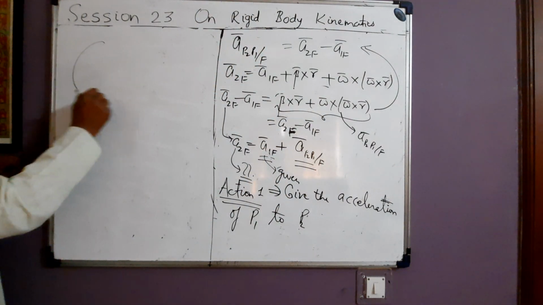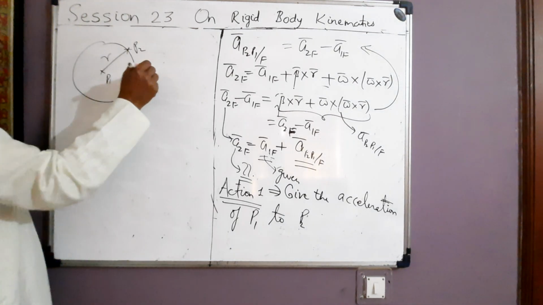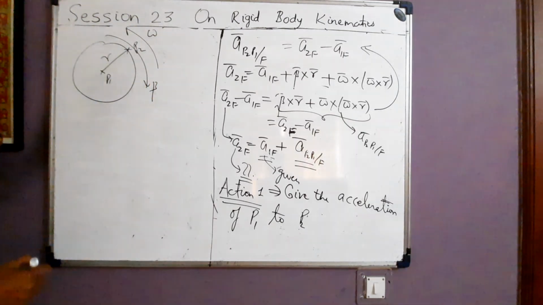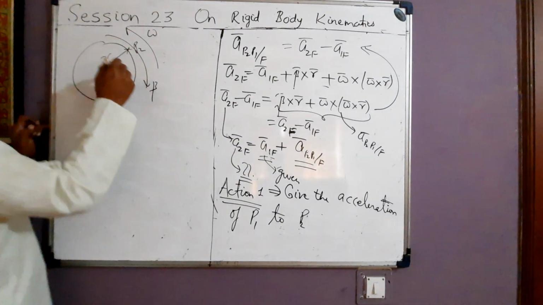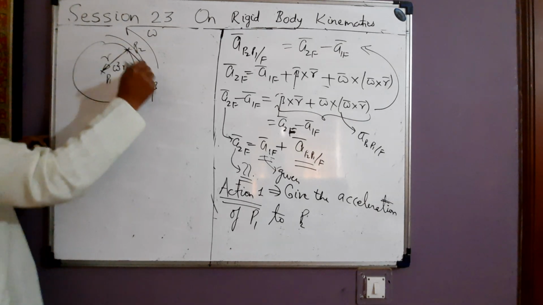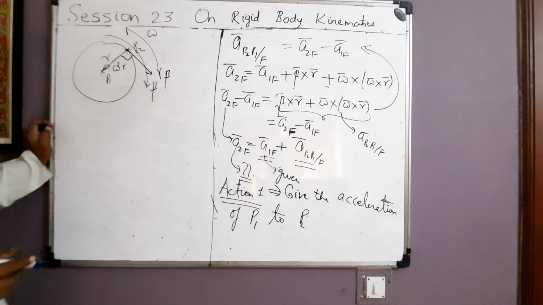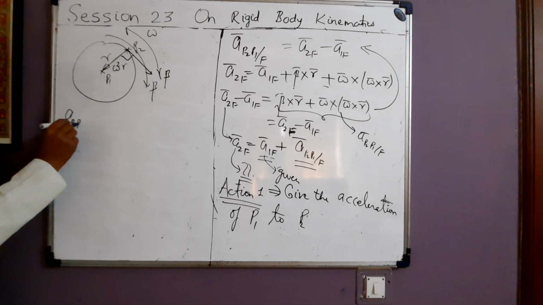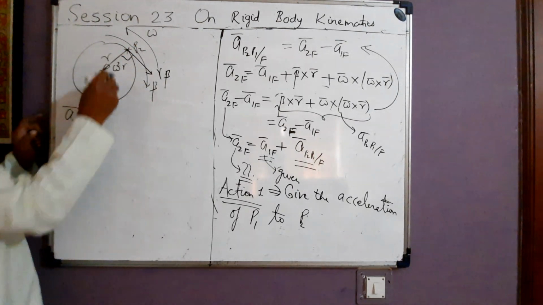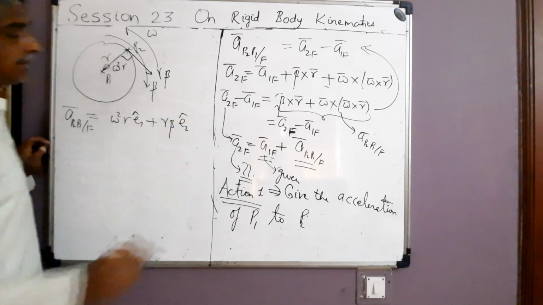In this case, suppose P1 is here, P2 is here, R is the distance. Suppose this is the sense of omega, this is the sense of beta, the angular acceleration. So the acceleration of P2 with respect to P1 is the sum of two terms: a component omega square R towards P1 and a component R beta tangential to the circle corresponding to the sense of beta. So A P2 P1 F, that is the acceleration of P2 with respect to P1 in frame F, is the vector sum of these two terms: omega square R E1 hat plus R beta into E2 hat.